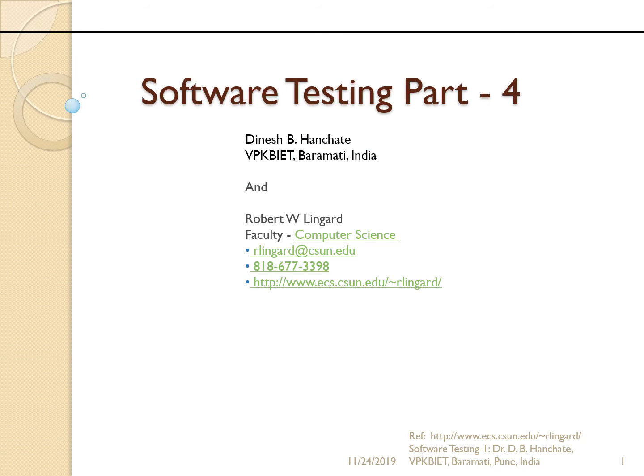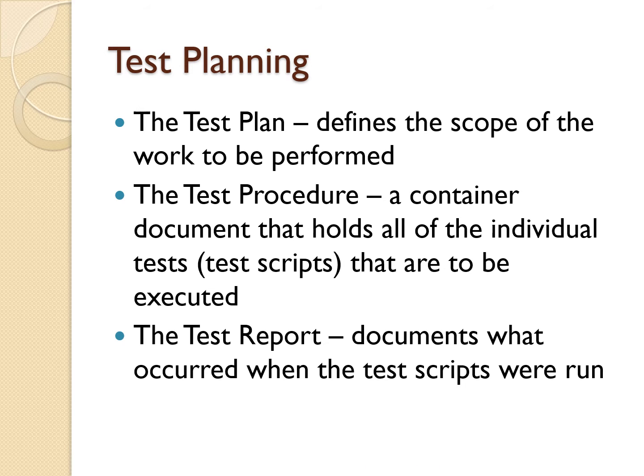Let us begin with the fourth part of software testing, where we will see test planning. How does the planning have to be done regarding the testing? The test plan defines the scope of the work to be performed. The test procedure is a container document that holds all of the individual tests that are to be executed. The test report documents what occurred when the test scripts were run. So these are the main definitions of test planning.